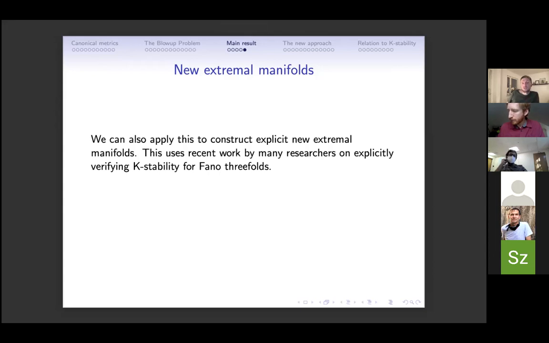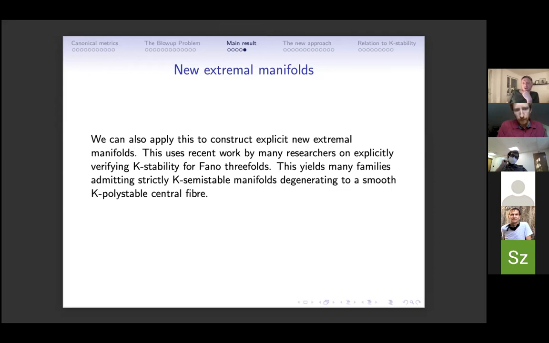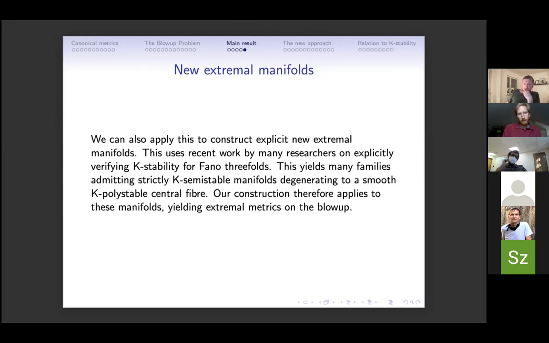So this relies on recent work by many researchers, such as Fujita and Cheltsov and very many others who have worked on explicitly verifying K-stability for Fano threefolds. And in their work, one finds many families admitting strictly K-semistable manifolds degenerating to a smooth K-polystable central fiber, so a Kähler-Einstein central fiber. And for those examples, we can apply our construction. So as a byproduct of their work, we get many examples yielding extremal metrics on the blow-up. And often these semistable manifolds won't actually have any automorphisms, so often these metrics are actually cscK metrics.